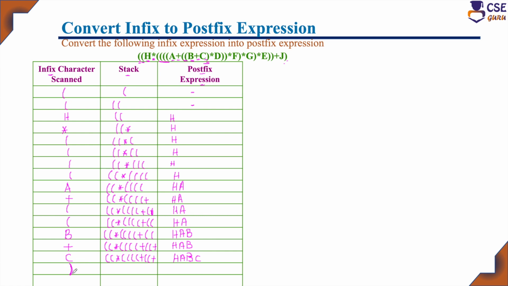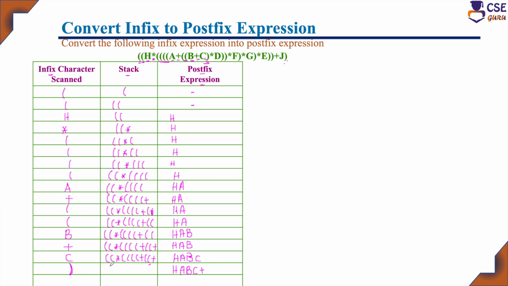Whenever you are encountering a closed parenthesis, until you encounter the first open parenthesis, whatever elements are present in the stack, pop them and place them in the postfix expression. So here you need to pop plus and place it in the postfix expression. And then you need to discard this open and closed parenthesis. Here there is only one element, that is the plus operator. Pop the element and place it in the postfix expression. Okay. And then discard this closed parenthesis and the corresponding open parenthesis.